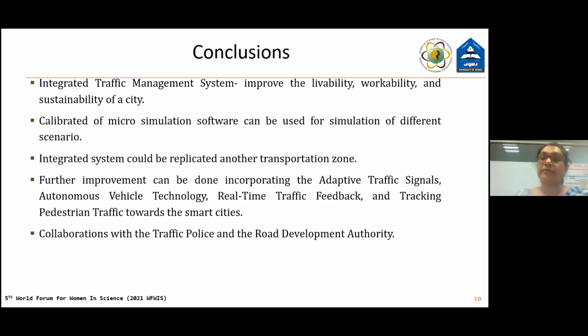Once the simulation software has been calibrated, we could get a good management solution. And also, we could further improve the system using adaptive traffic signals, autonomous vehicles, real-time traffic feedback, and also tracking pedestrian traffic towards smart cities. For this project, we are closely collaborating with the traffic police and the local road development authority in order to have the best design towards the sustainable city.